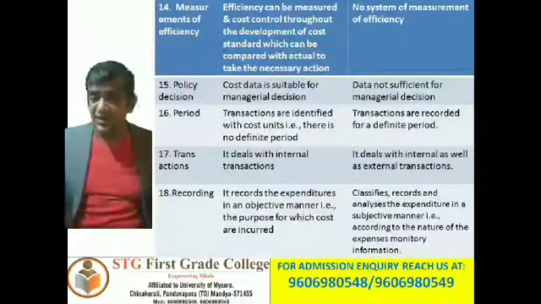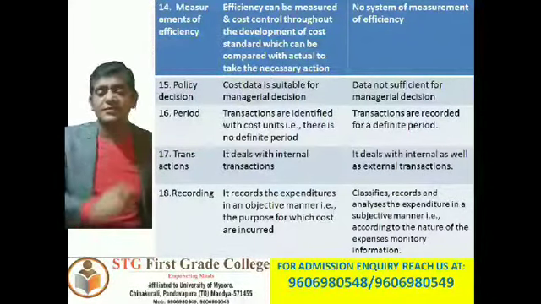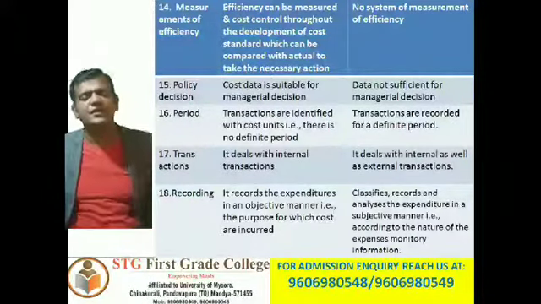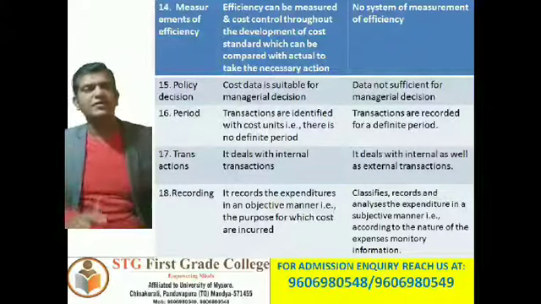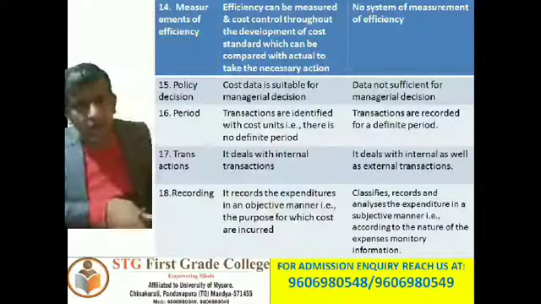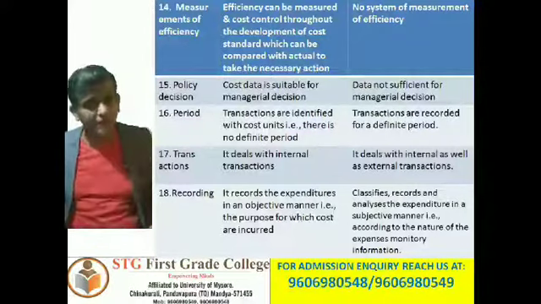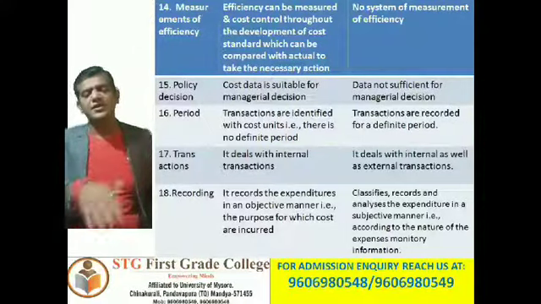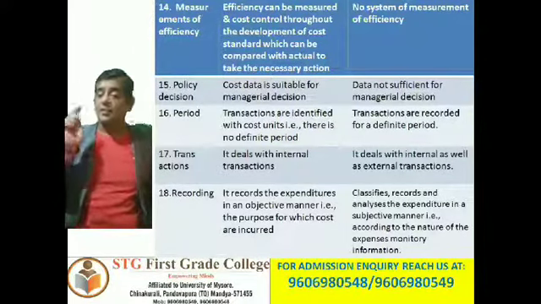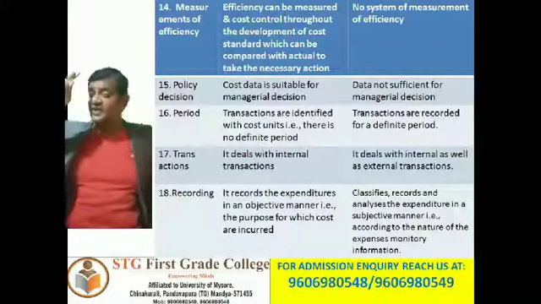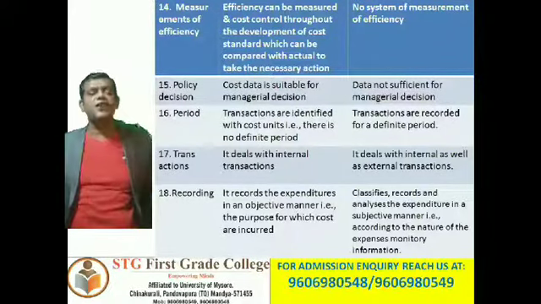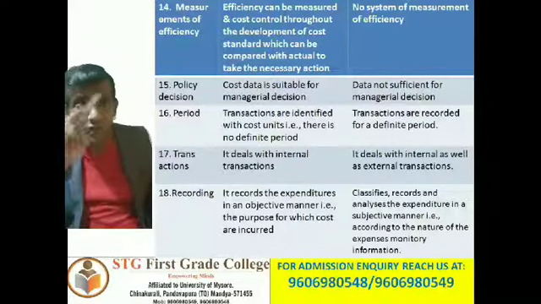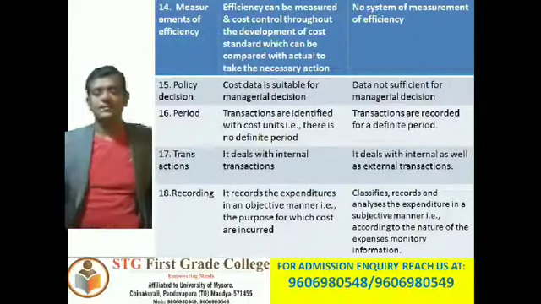Next point, 16, period. So whatever the period, that is duration, transactions are identified with the cost unit. That is, there is no definite period. So now you are producing, we can calculate the cost now, at present. If you are doing it after 1 month, yes. After 1 week, yes. Clear? So there is no definite period. It goes along with the production. But whereas in financial accounting, transactions are recorded for a definite period. So that is April 1st to 31st March, which we call the financial accounting period.